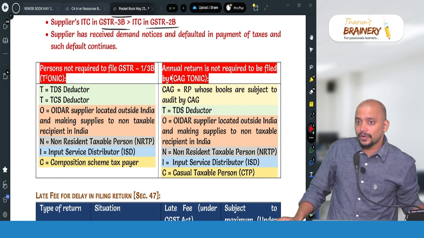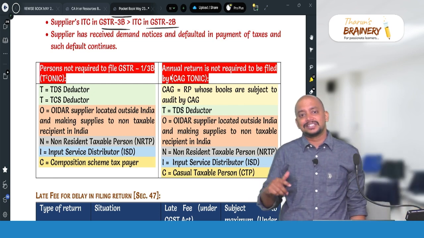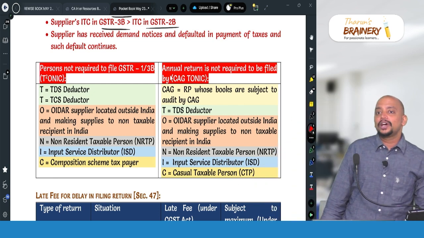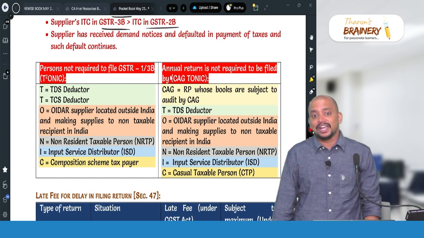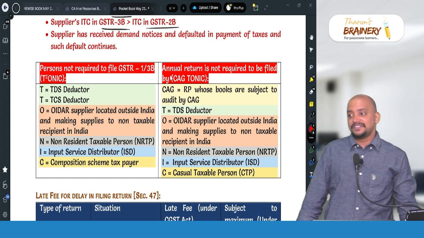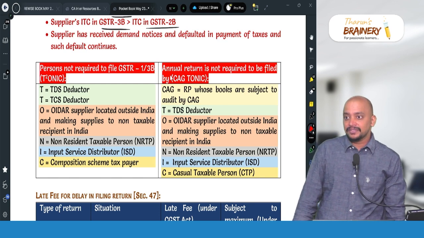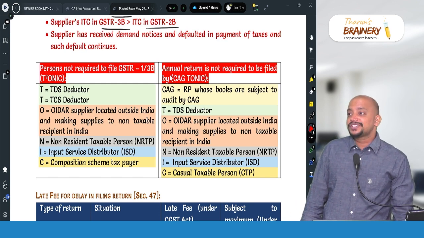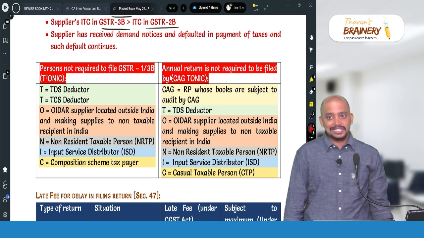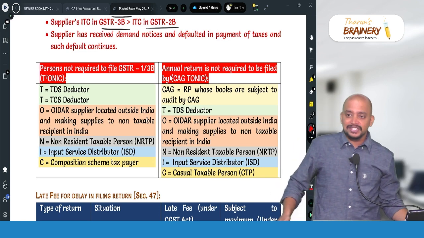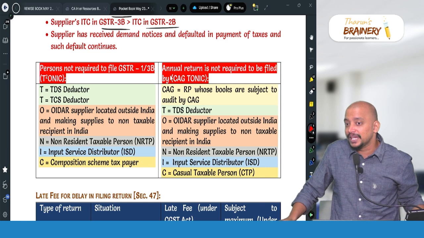Why they are not required? Because they are filing GSTR 7, GSTR 8. O is OIDR supplier. Why? Because they are filing 5A. And N, NRTP, because they are filing GSTR 5. I, input service distributor, because they are filing GSTR 6. Then composition scheme dealer, because they are filing CMP 8.